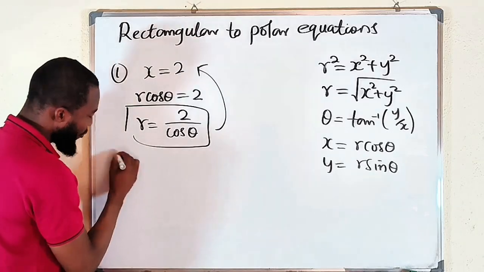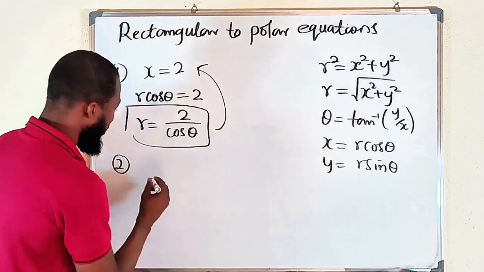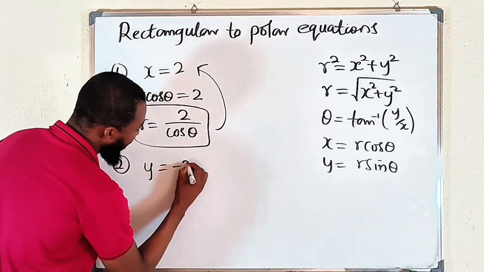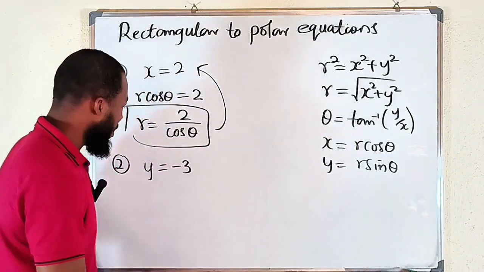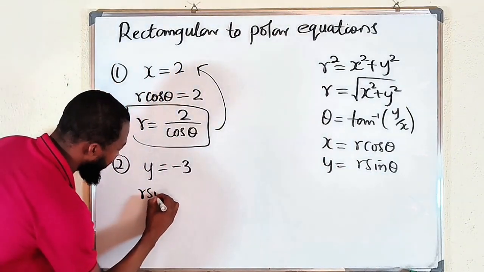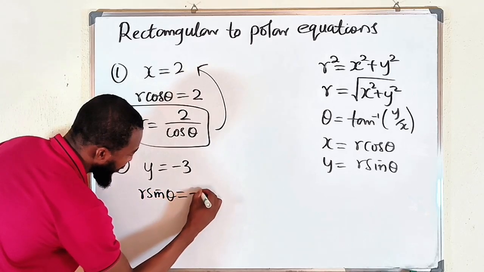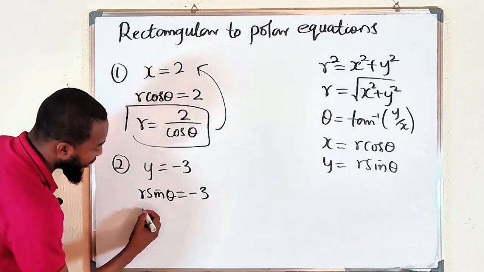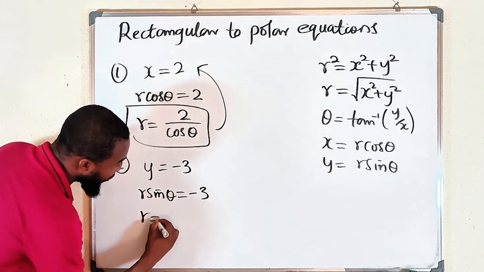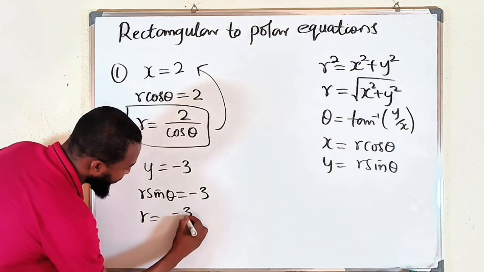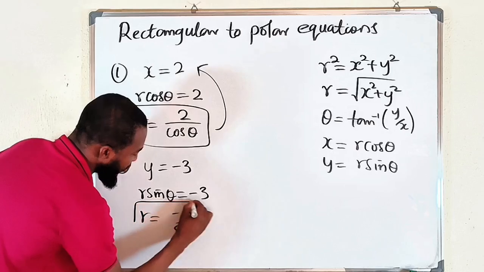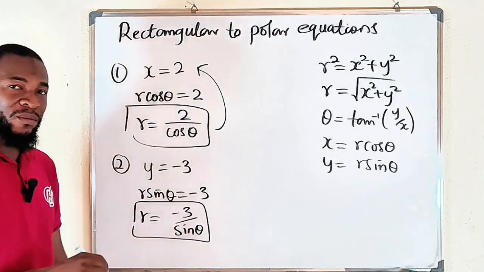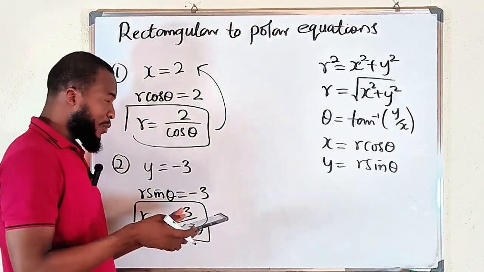Then question number 2, we are given that y is equal to negative 3. We know that y is the same thing as r sine theta. So we have r sine theta here equal to negative 3. If you like, you divide both sides by sine theta. Therefore, r is equal to negative 3 divided by sine theta. And this is what? Your polar equation. Then question number 3.